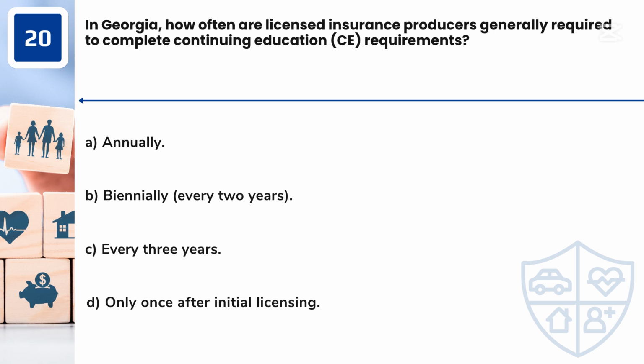Question 20. In Georgia, how often are licensed insurance producers generally required to complete continuing education (CE) requirements? A. Annually. B. Biennially, every 2 years. C. Every 3 years. D. Only once after initial licensing.